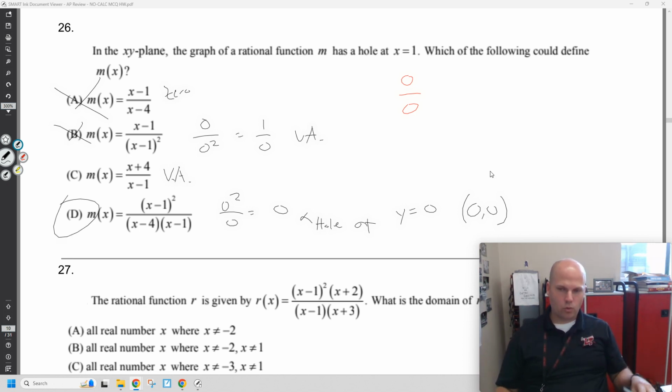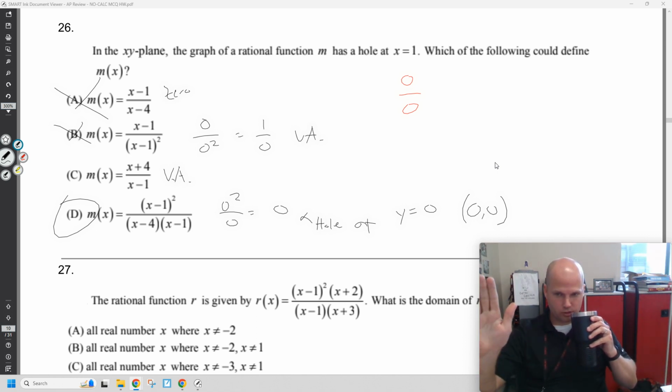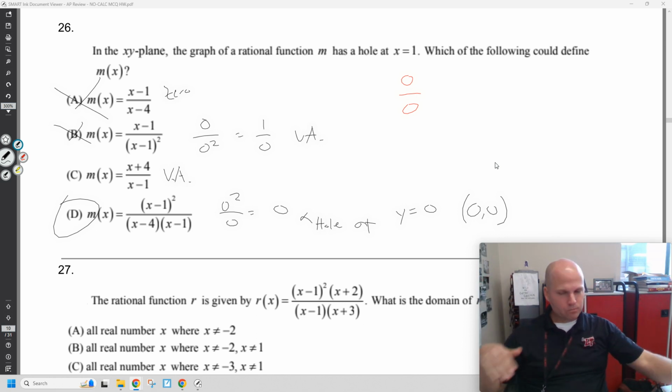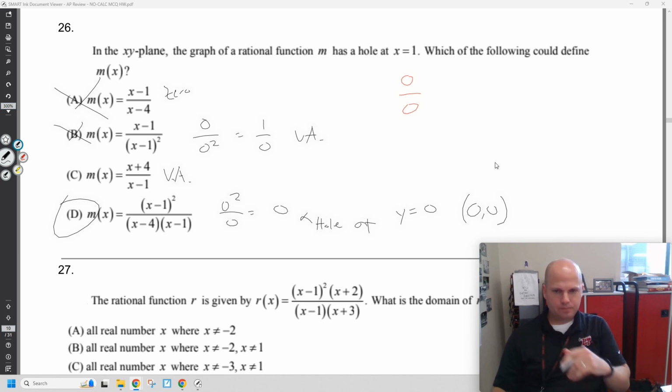I don't think they're going to worry too much about these multiplicities. I think it was a big thing with Mr. Passwater. Good job, Mr. Passwater. Shout out. However, I think they're going to keep it a little bit more simple. But we'll see.